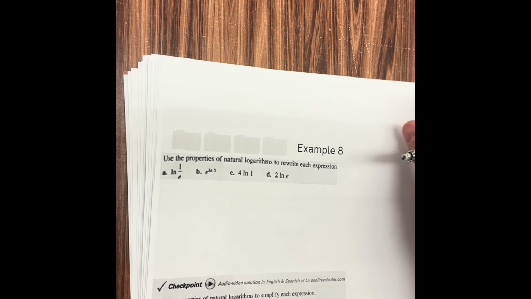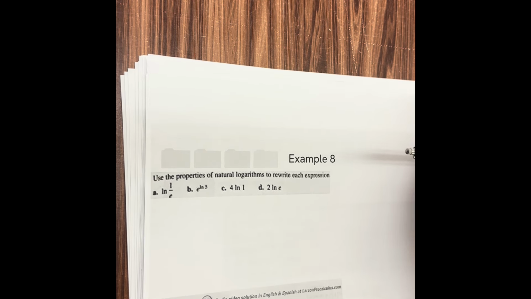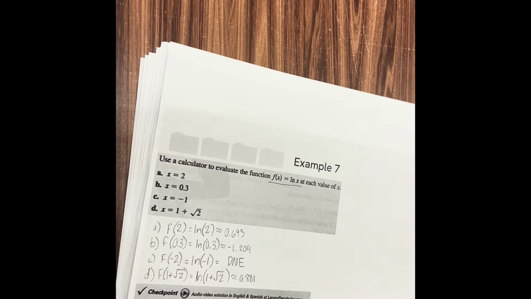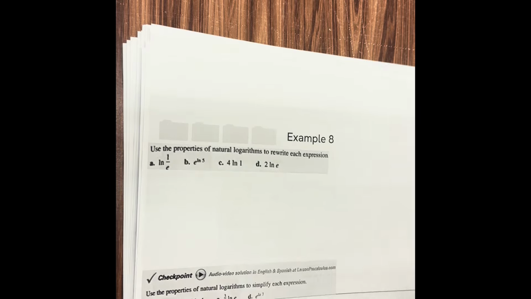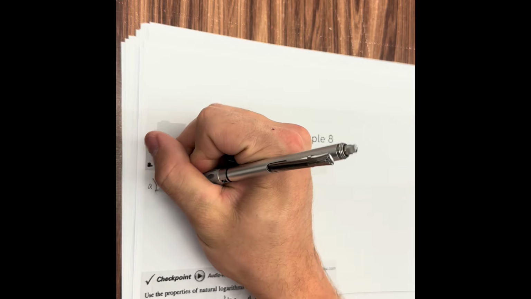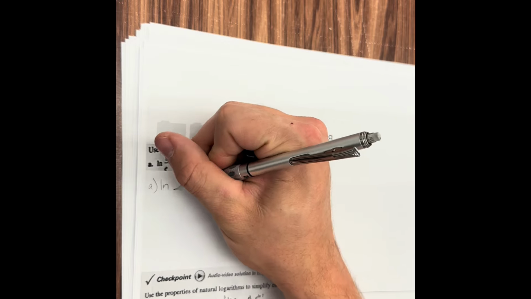So example 8, use the properties of natural logarithms to rewrite each expression. All right, so letter A, we have the natural log of 1 over e.